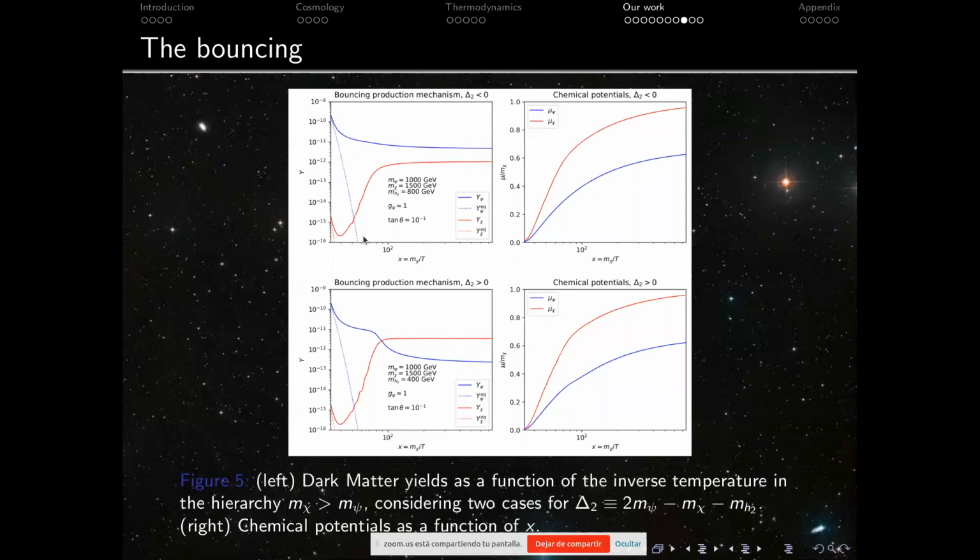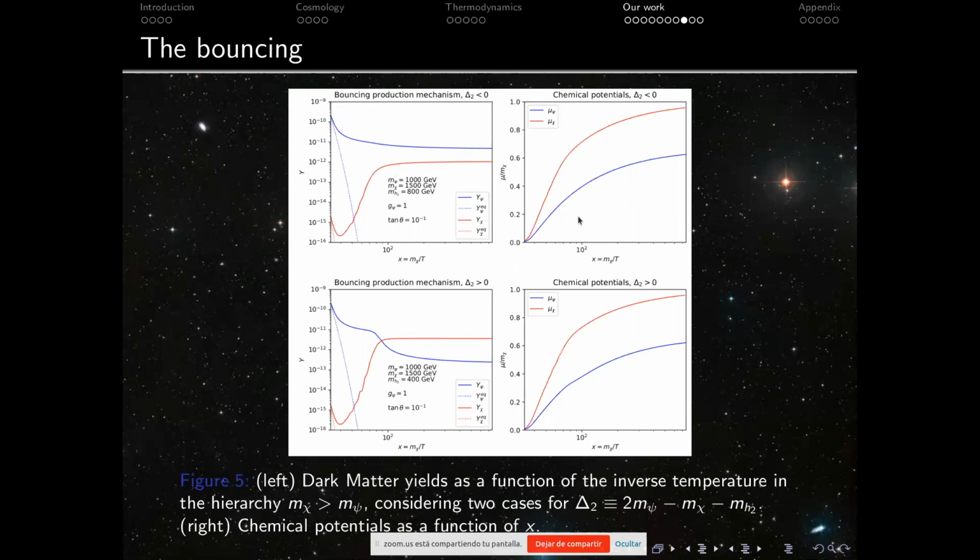Let me just show you the effects in the yields, in the comoving number density of each dark matter particle. Here you can see that as the temperature decreases, in blue you have the abundance of the fermion, and in red the pseudo-Goldstone abundance, for certain values of the five parameters that I showed you. So here you can see clearly this increase in the abundance of the pseudo-Goldstone, and at some point it freezes out. And you see that it can grow many orders of magnitude, actually.